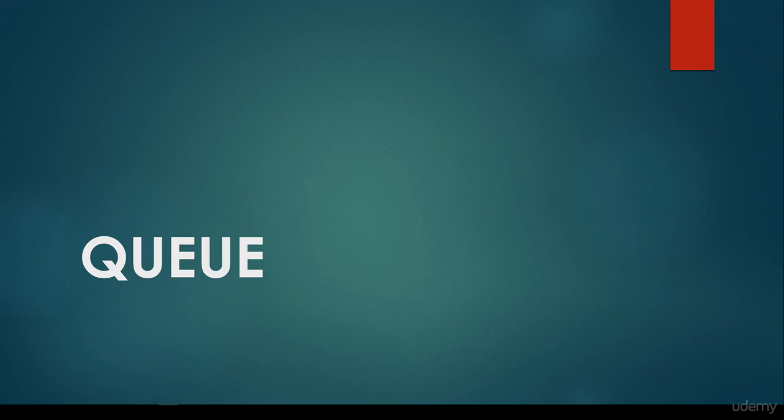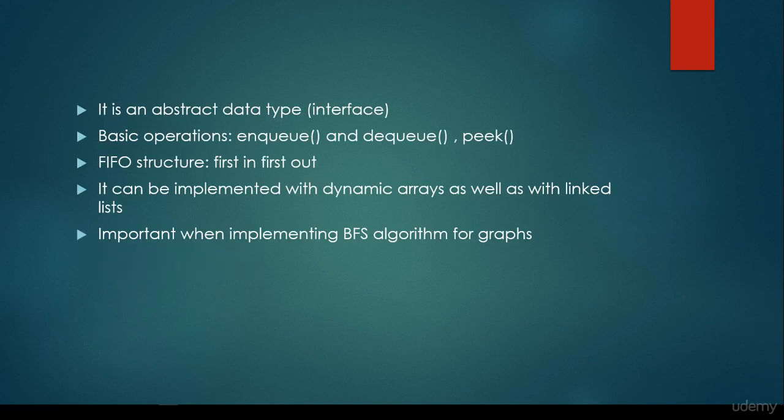Hi, in this video we are going to talk about the queue abstract data type, so let's get started. Basically a queue is an abstract data type, or in Java it is an interface. There are three basic operations for the queue. The enqueue, basically this is adding data to the queue abstract data type. We have the dequeue operation, removing items from the abstract data type, and we have the peek.